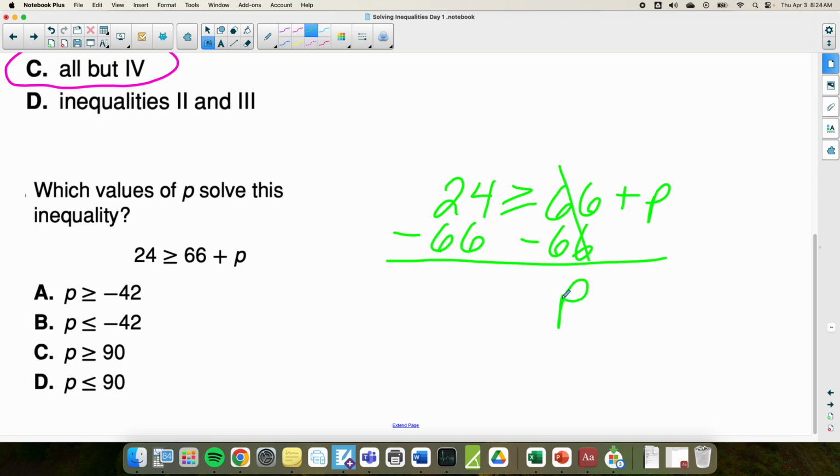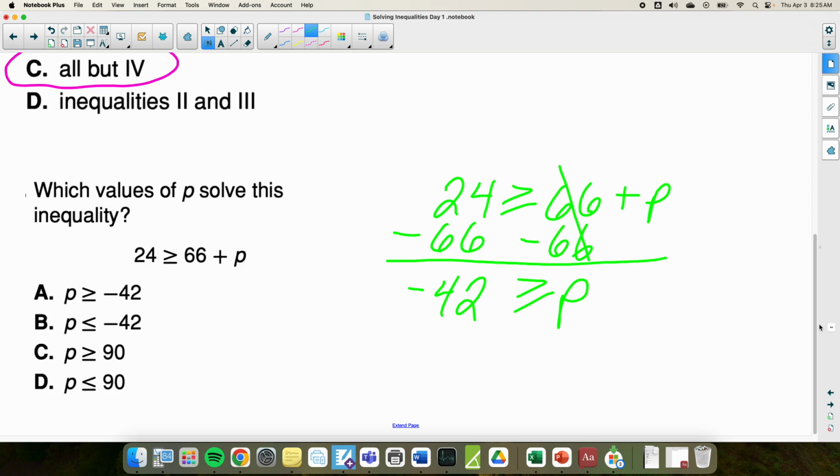Okay, and I get p. 24 minus 66 is negative 42. Okay. Now, this is important, you guys. When you have an inequality and you write the answer, p has to be on the left. P is on the right here.